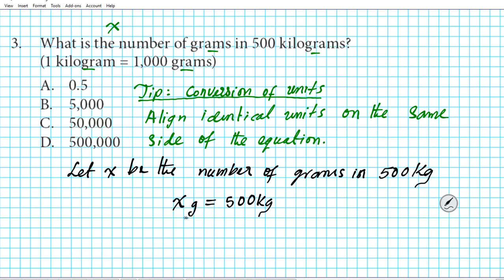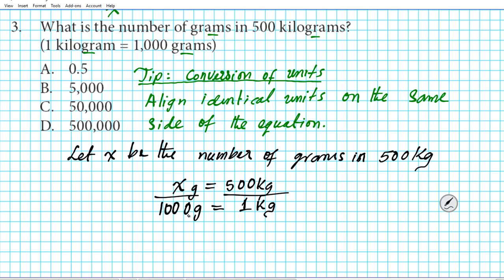Okay? So 1,000 grams is equal to 1 kilogram. Have it aligned like this. Now we can convert these two statements into a proportion. You can say x grams per 1,000 grams is equal to 500 kilograms per 1 kilogram. With this setup, we can simply multiply both sides by 1,000 grams, and that will give us our answer.